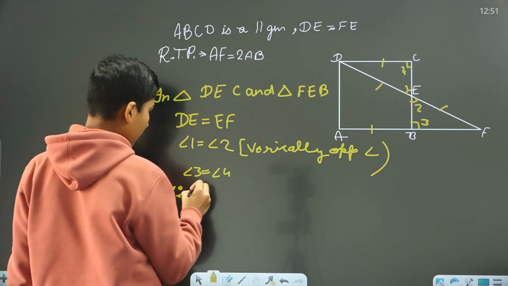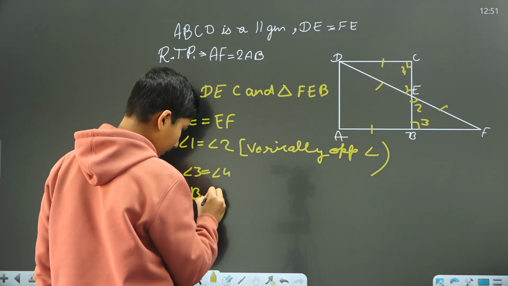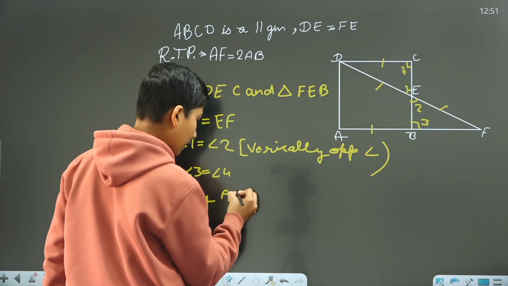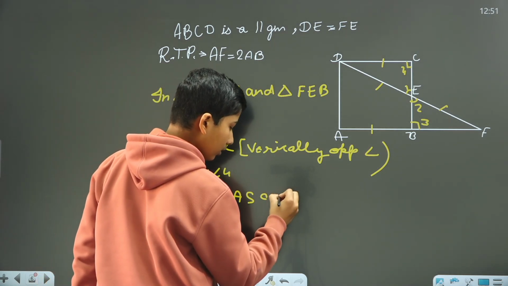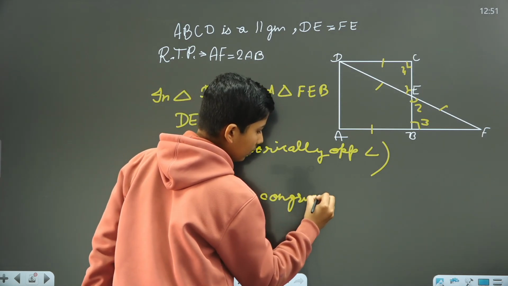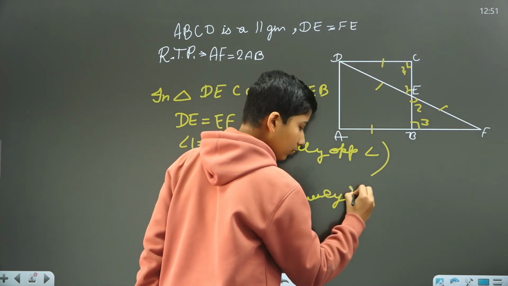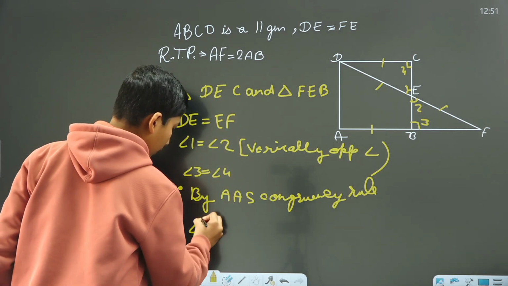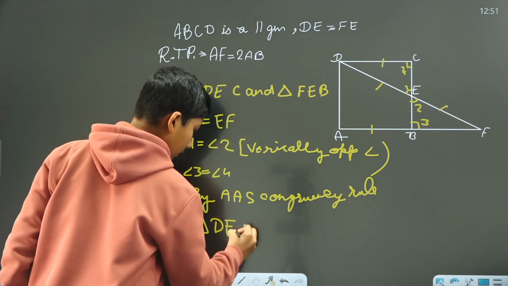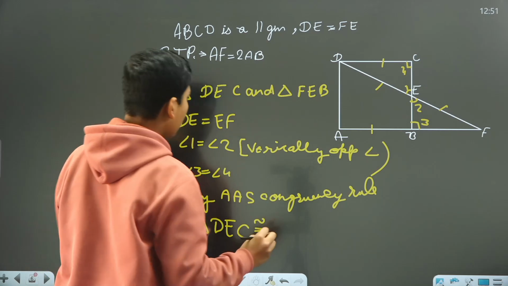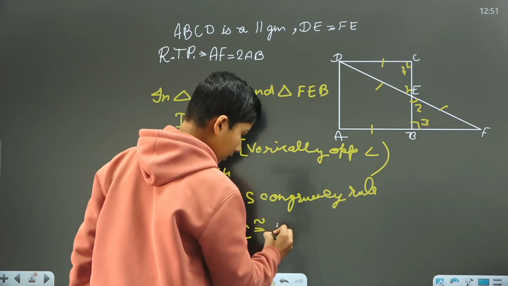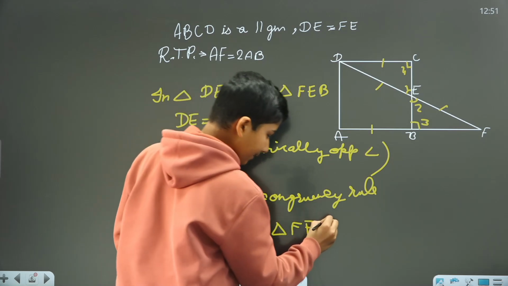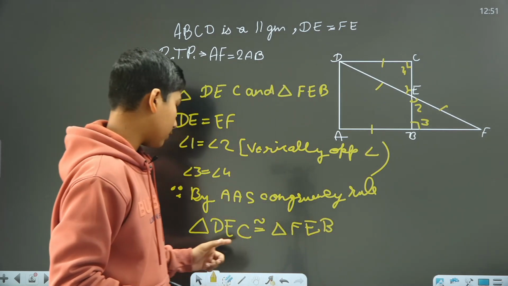So the condition will be by S, no, I've written wrong, sorry. A S congruency rule. Triangle DEC is congruent to which triangle? Triangle FEB. Sorry. These two are congruent.